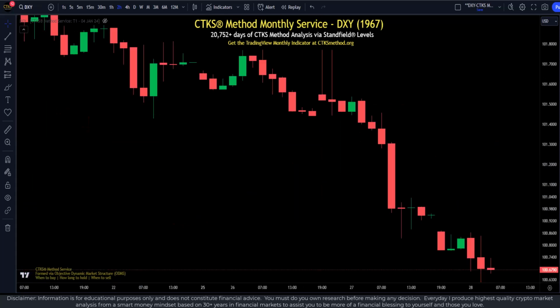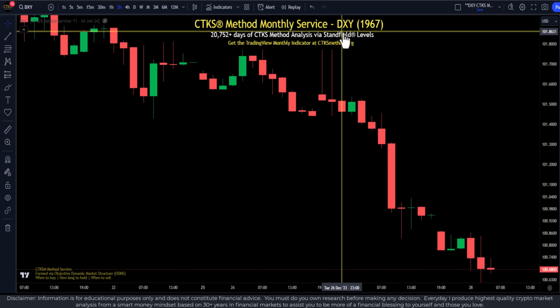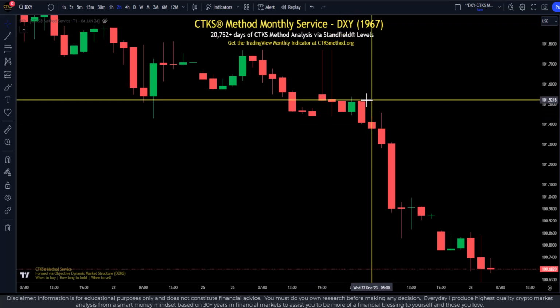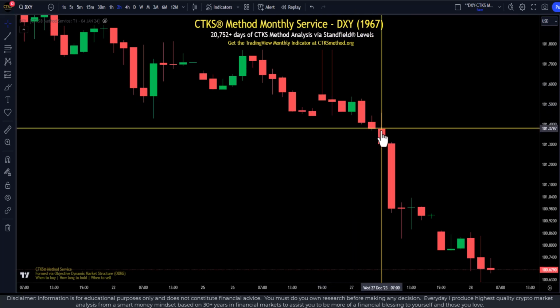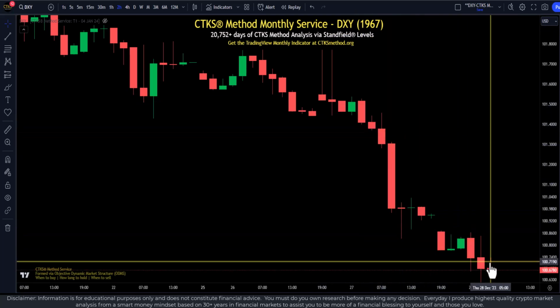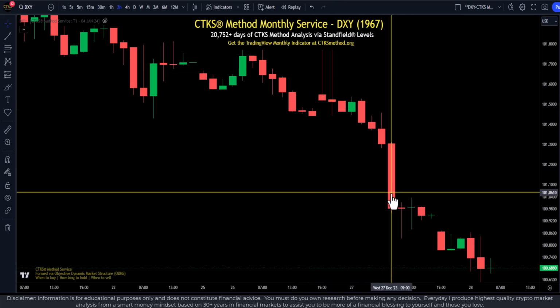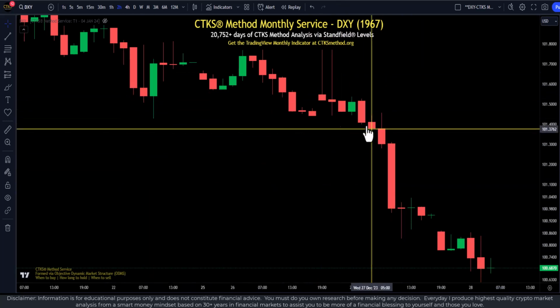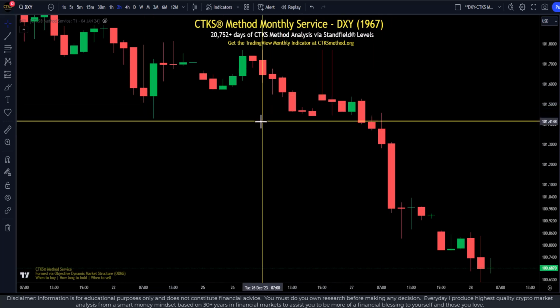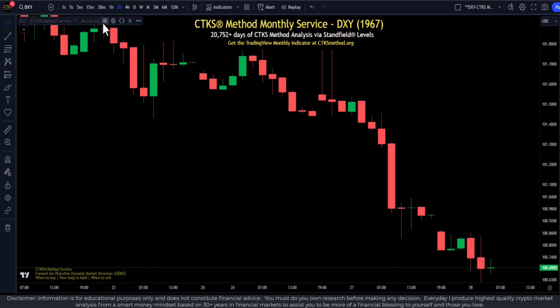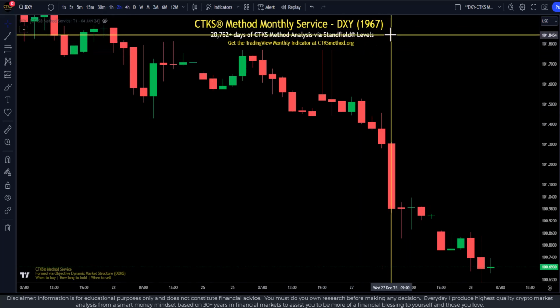Many people buy Solana and Bitcoin in US dollars. That's why we need to look at the US dollar currency index. If the US dollar currency index is spiking down like this, it typically means that Bitcoin and Solana are increasing in value. But how do we know what the structure is? After all, we've got over 20,752 days worth of data in the DXY.